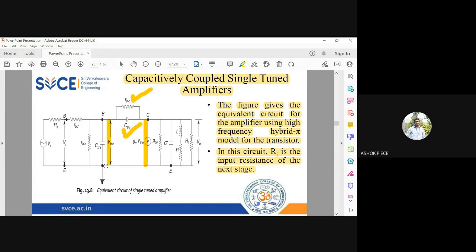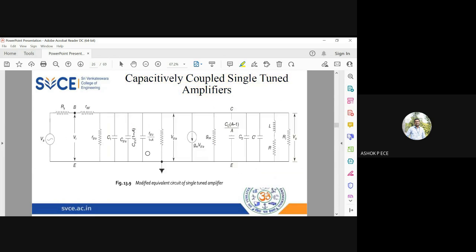So you get two parallel components at the input side and two parallel components at the output side. See the next diagram. R B dash C by 1 minus A here, and C B dash C into 1 minus A. So these two components you have here. At the other side you see C B dash C into A minus 1 by A, and I am neglecting the other value of R B dash C, which will be very high. So I am not considering R B dash C into A by A minus 1. The value will be very, very less, so that resistance is neglected on the output side.